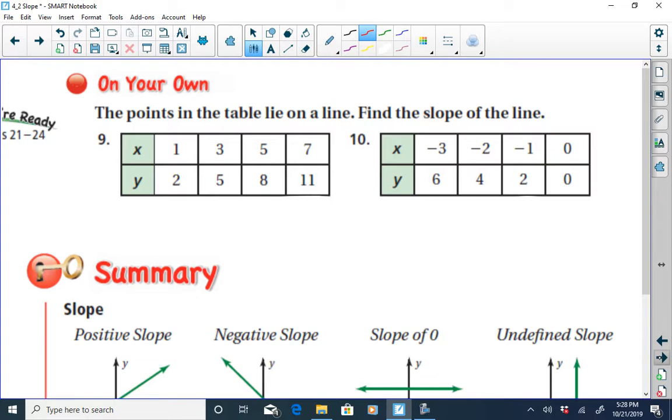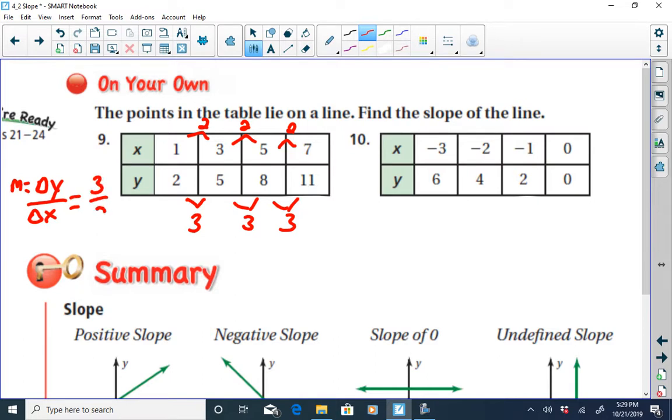Right, we have two tables, right? So I'm going to use the ratio of the change in y to change in x to find the slope. So my change in y, here I have an increase of 3, an increase of 3, an increase of 3. Here's an increase of 2, an increase of 2, an increase of 2. So my slope, my m, is the ratio of the change in y to the change in x, and that's going to be equal to 3 over 2.